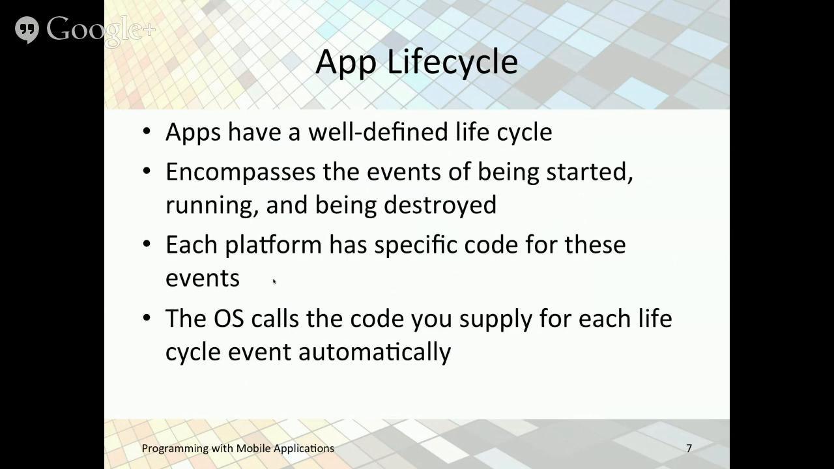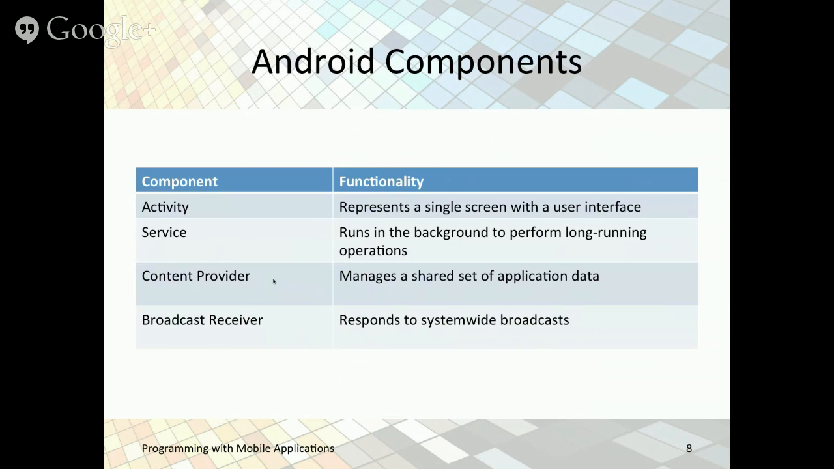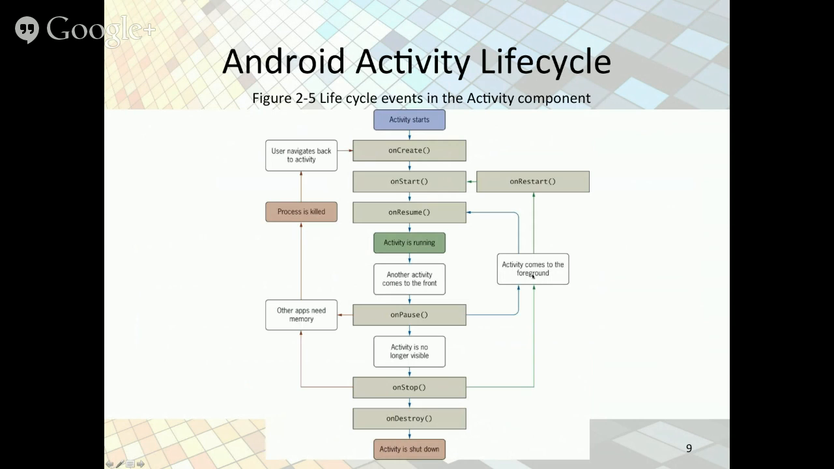Let's see, where's this at? Activities are the app components, up in 2-1, that represent a single screen with a user interface. Then the service component runs in the background to perform long-running operations. Then the content provider manages a shared set of application data, and that's what we've been working with on the Android, just the content. The broadcast receiver responds to system-wide broadcasts.